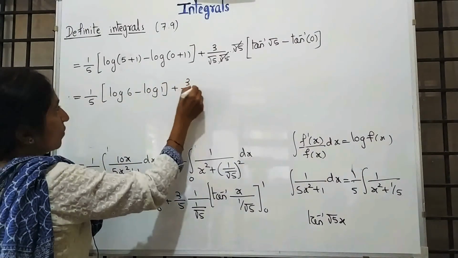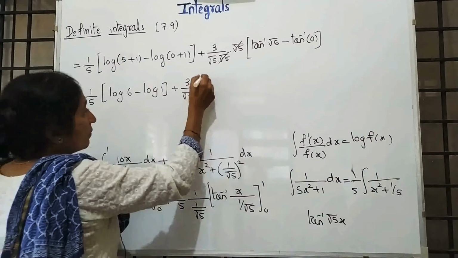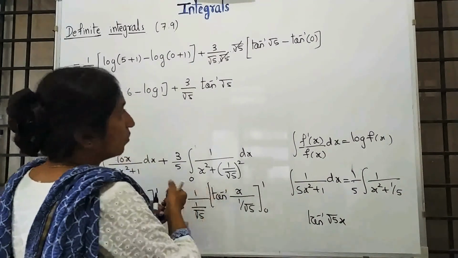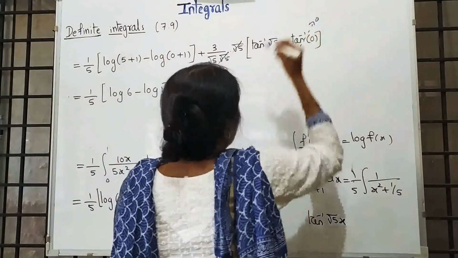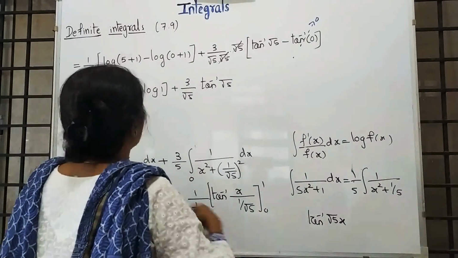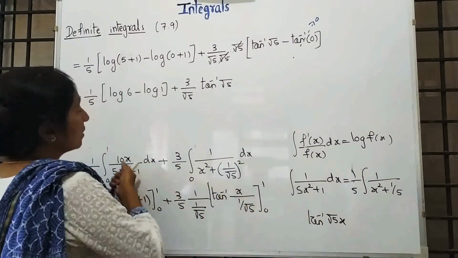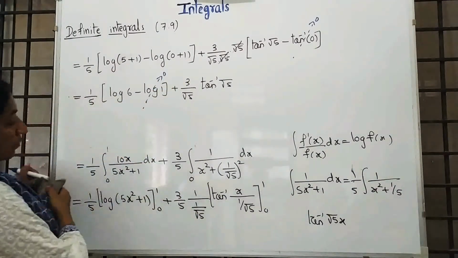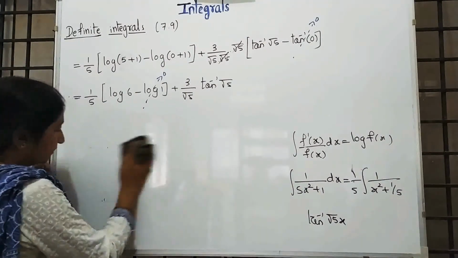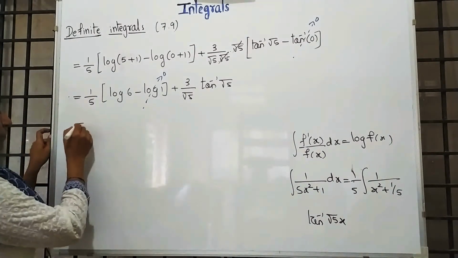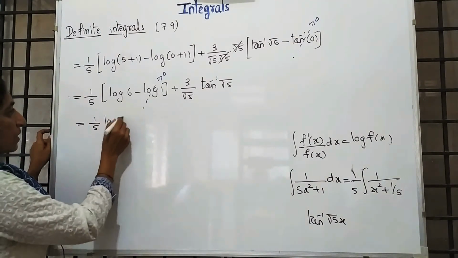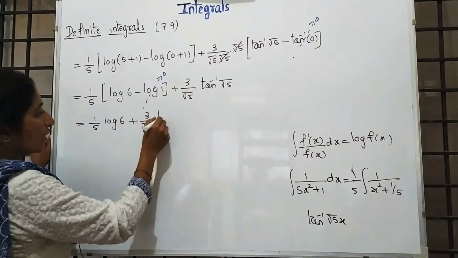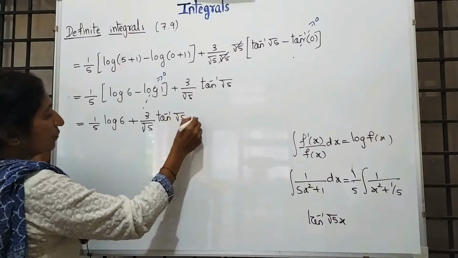plus 3 upon root 5 tan inverse root 5. We don't know the value, keep it as it is. And what is tan inverse of 0? Tan inverse of 0 is 0. So no need to write that. And here also log 1 value is 0. Log 1 with any base is always 0. So finally our answer is 1 upon 5 log 6 plus 3 upon root 5 tan inverse root 5. This is the answer.